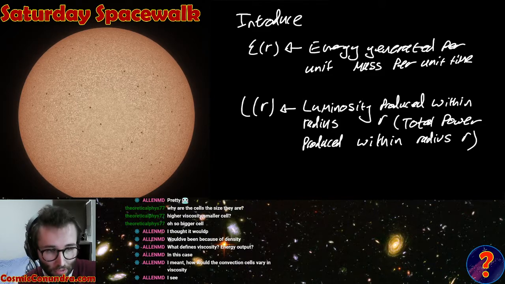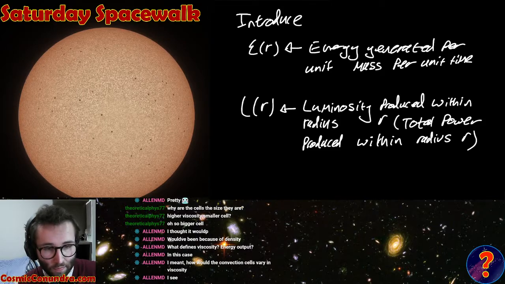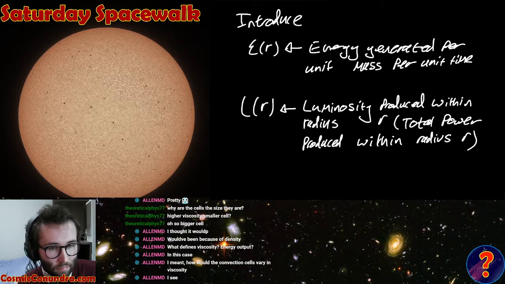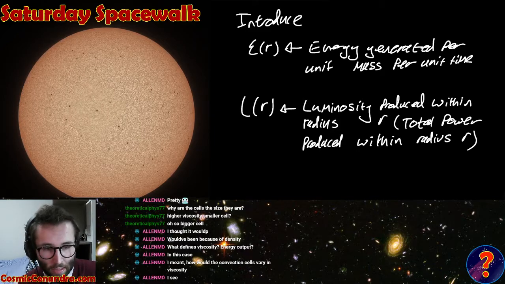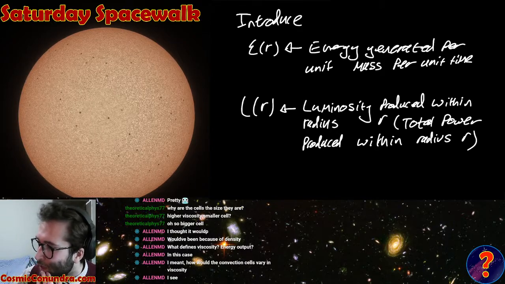And then about what you said about density, I would expect if you had a higher density you would have more convection cells that were smaller. But I'm less sure about that actually. But anyway, yeah, that's what I think about convection cells.